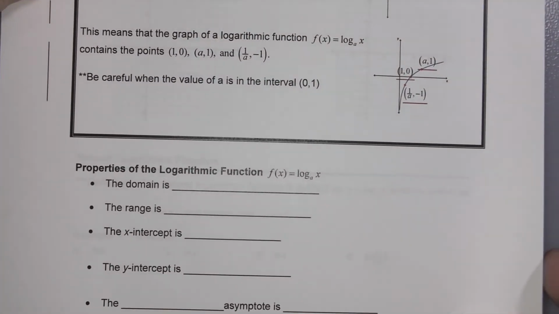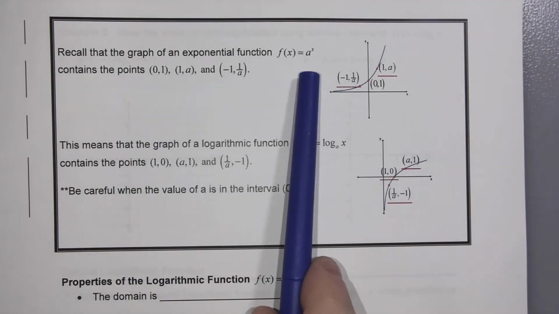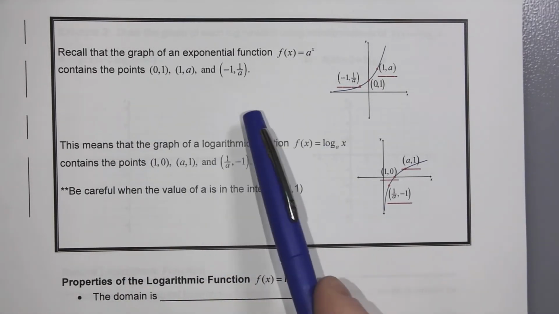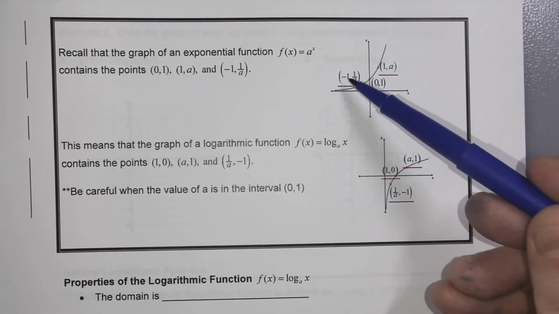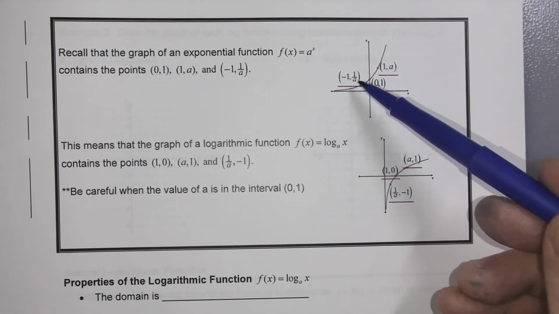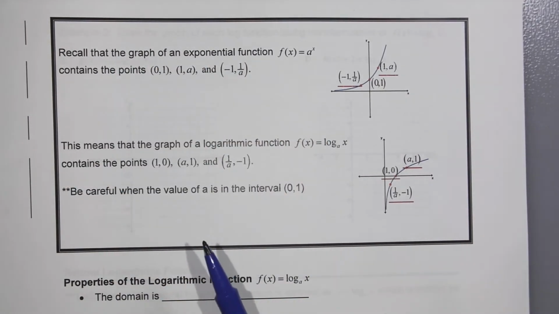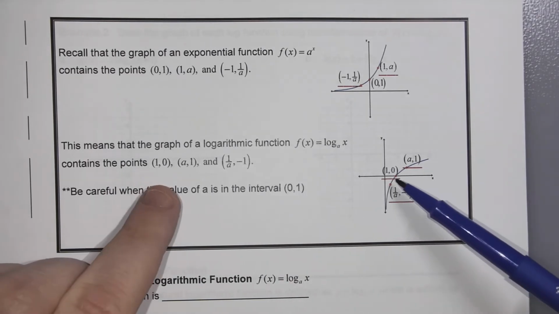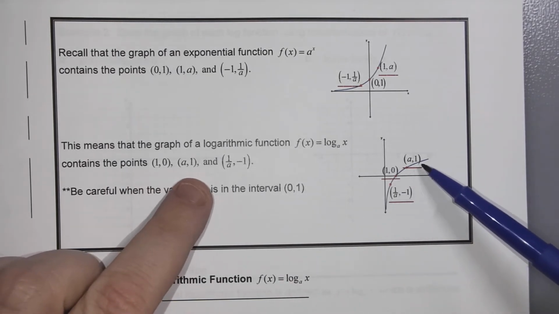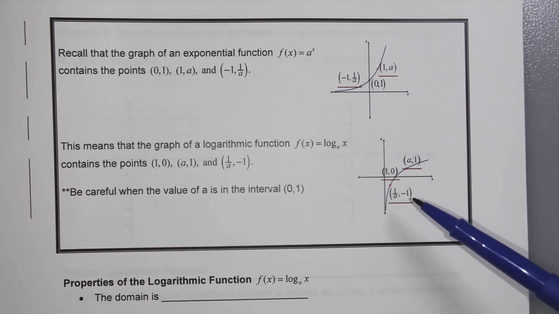Okay, so now here is a summary of that information in a convenient place: the graph of the exponential function gives you (0, 1), (1, a), and (-1, the reciprocal of a). So when you reverse the x's and the y's, that means you'll end up getting log base a of x gives you (1, 0), (a, 1), and (reciprocal of a, -1), right? They literally invert each other.